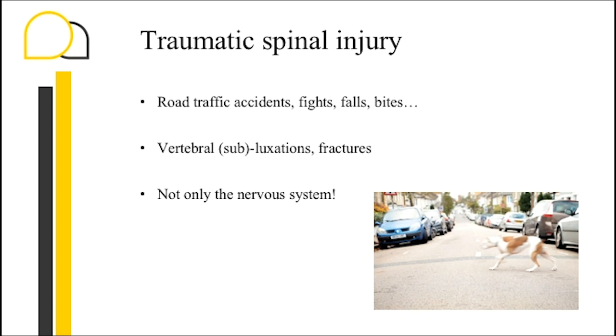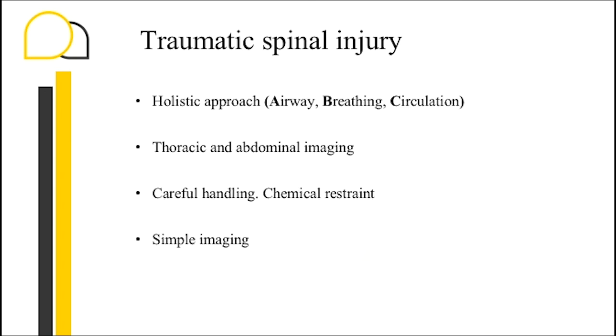Traumatic spinal cord injury. This normally happens as a result of road traffic accidents, fights, falls, and bites. Consequently, we may come across vertebral subluxations and fractures. We should take into consideration that not only the spinal cord or the brain are important, but also other organs, as many of these cases will have other organ or cavities involvement. For this reason, a comprehensive, holistic approach should be done. First of all, using the ABC system, so ensuring adequate airway, breathing, and circulation. And then checking, as I said, other concurrent problems like limb fractures, hemoabdomen, or pneumothorax. In these cases, the handling of the patient should be really careful, and we may have to use chemical restraint.